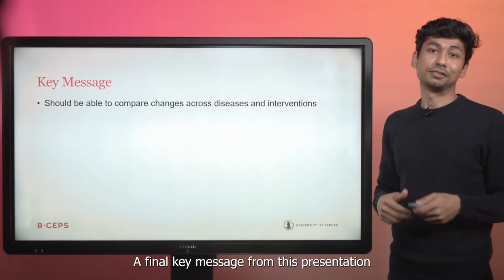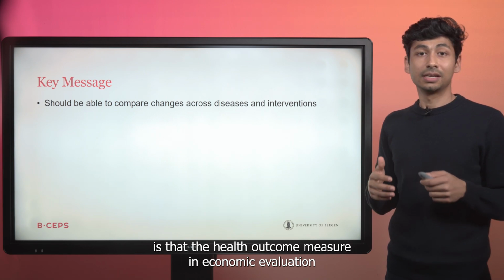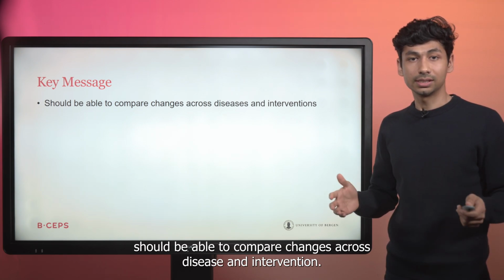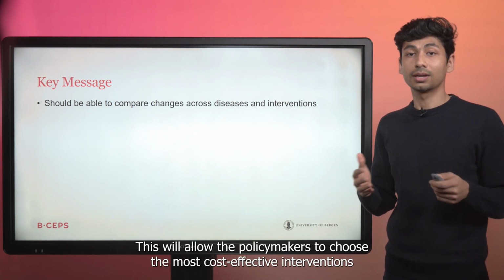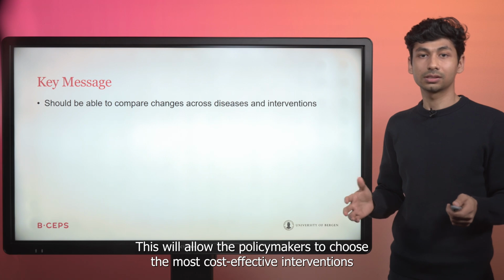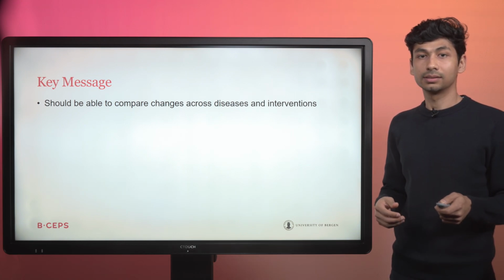A final key message from this presentation is that the health outcome measure in economic evaluation should be able to compare changes across disease and intervention. This will allow the policymakers to choose the most cost-effective interventions across different disease groups while setting priority in healthcare.